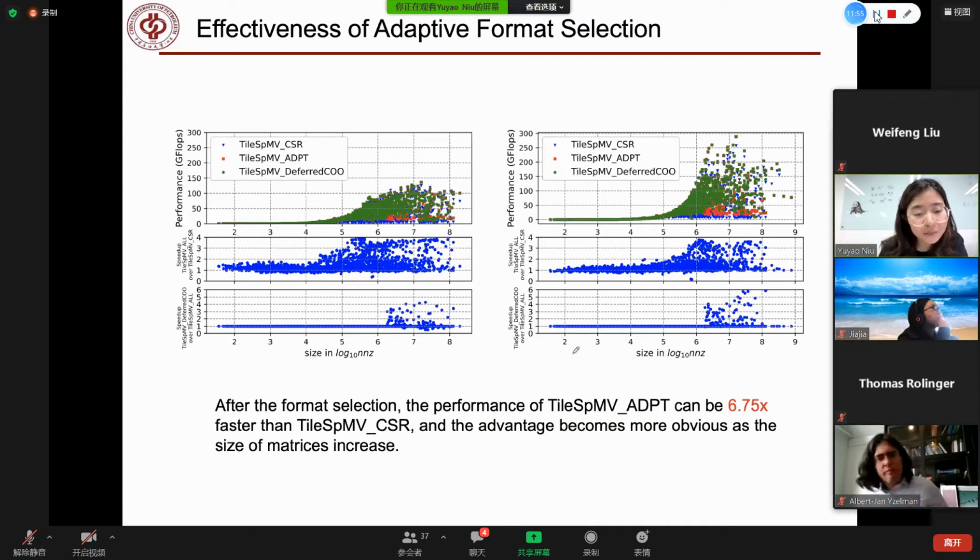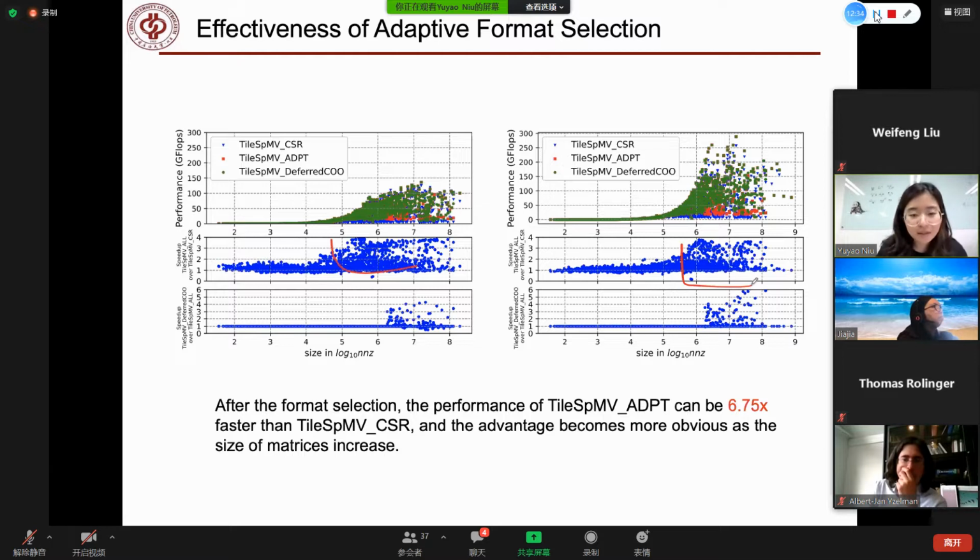We compare our three versions of the tile algorithm: TileSpMV CSR, TileSpMV adapt, and TileSpMV defer COO. That's the performance comparison and the speedup. As we can see, after the format selection, the performance of TileSpMV adapt can be 6.75 times faster than TileSpMV CSR. And the advantages become more obvious as the size of matrices increases.